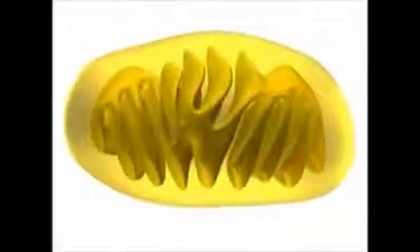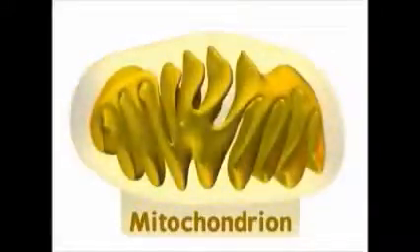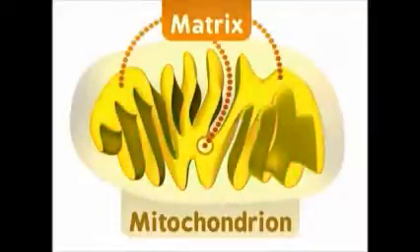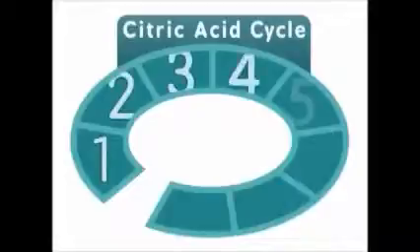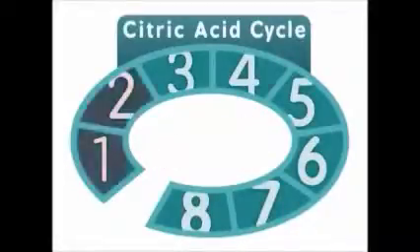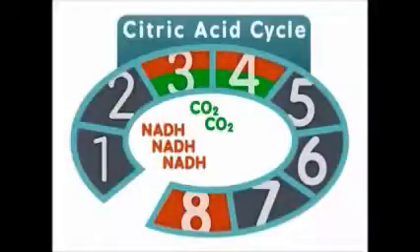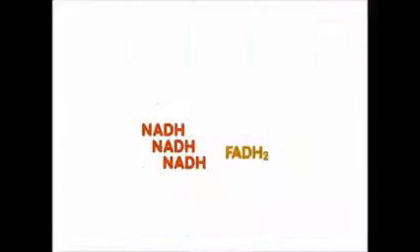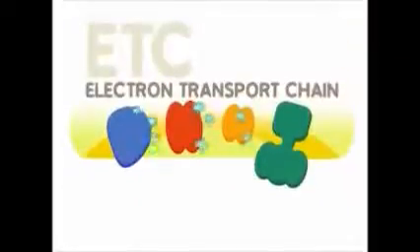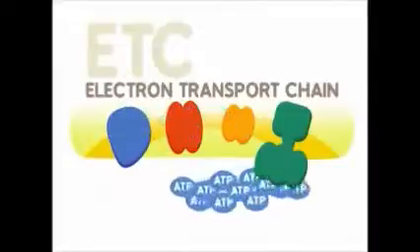The citric acid cycle takes place in the matrix, or fluid, of the mitochondrion. This is where mitochondrial DNA is found and where fatty acid breakdown takes place. The citric acid cycle involves 8 chemical reactions that use acetyl-CoA and oxaloacetate to produce carbon dioxide, NADH, ATP, and FADH2. The NADH and FADH2 are electron carriers that can be used in the electron transport chain to make more ATP for a cell.